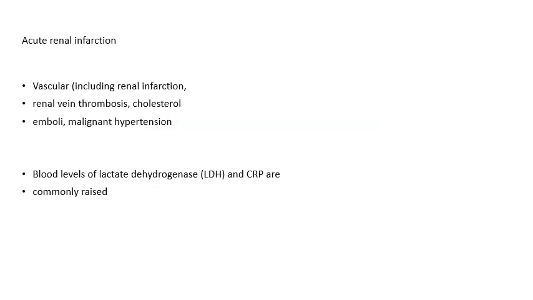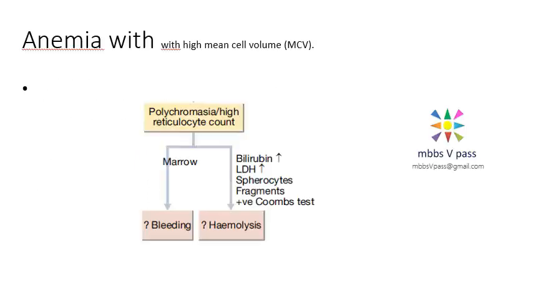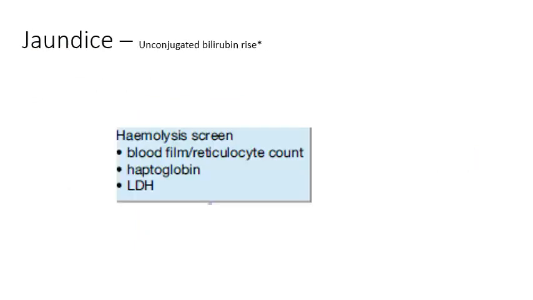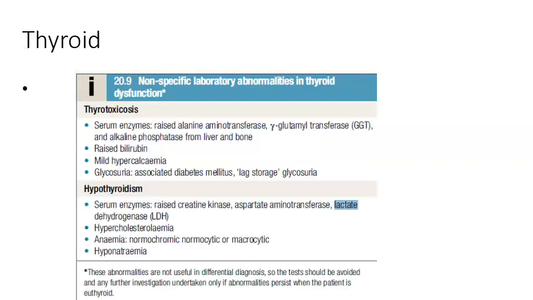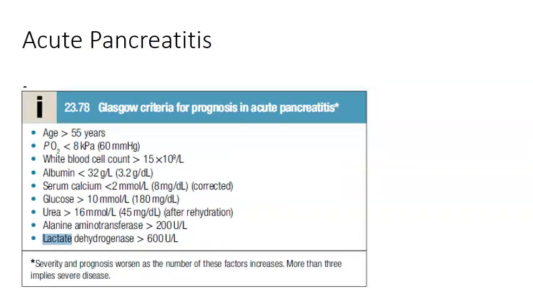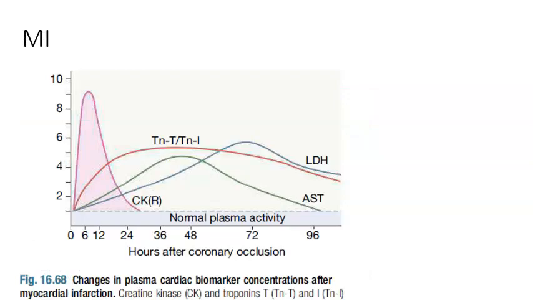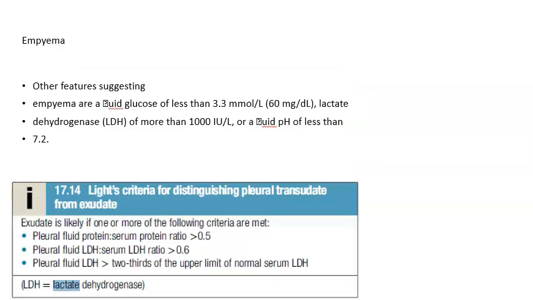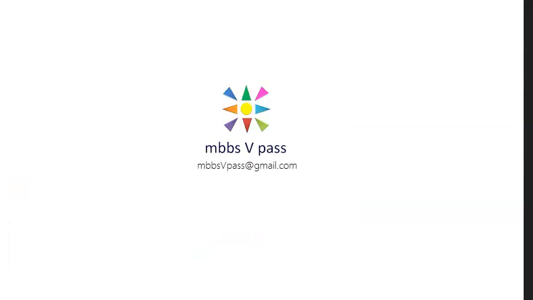Let's just look up where LDH also is more, just the names. Rheumatoid disease, it can be more. Acute renal infarction, it can be more LDH. Anemia where there's hemolysis. Hemolysis means there will be jaundice also, where unconjugated bilirubin will be more. So in that, LDH will be more. In hypothyroidism, LDH can be more. Then carcinoma of unknown primary, then acute pancreatitis, LDH can be more. In myocardial infarction, LDH can be more. Empyema, lung problems also, LDH can be more. So LDH will help in conversion and making lactate.